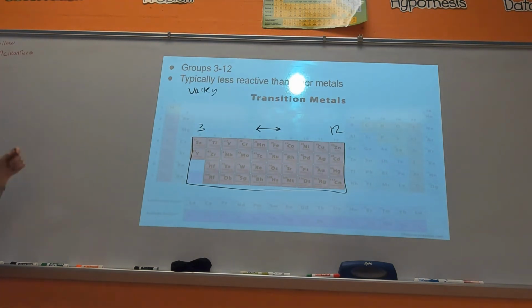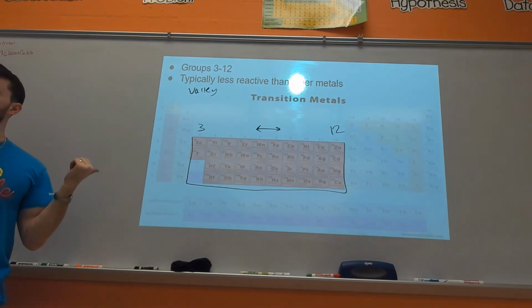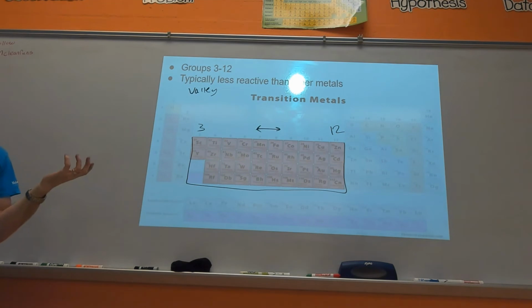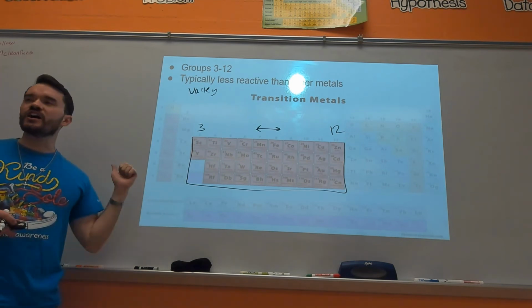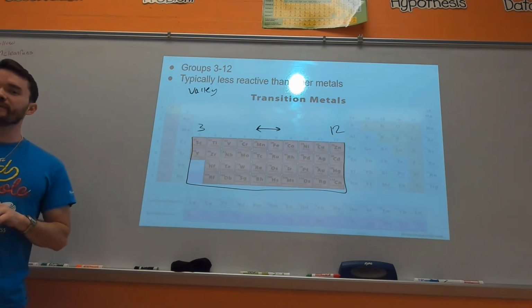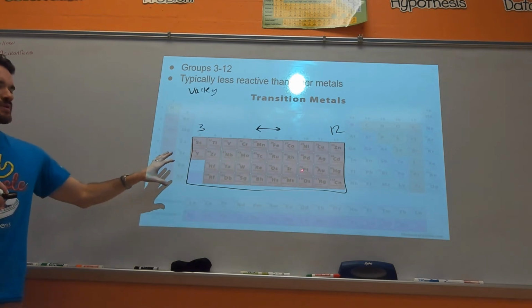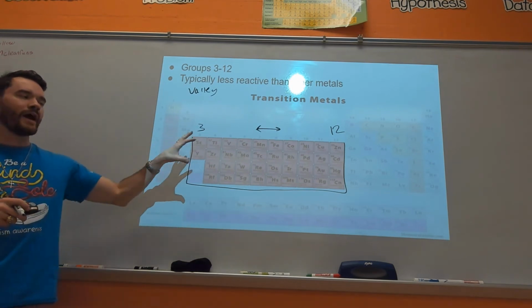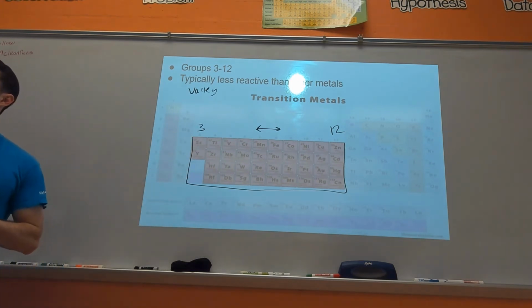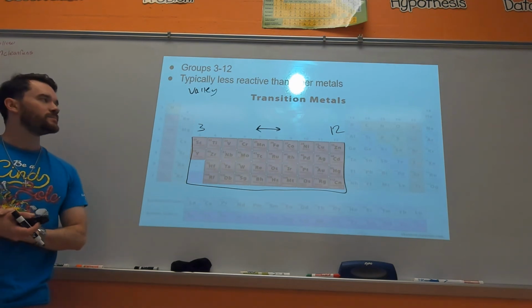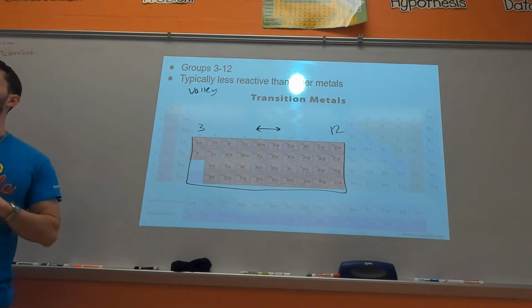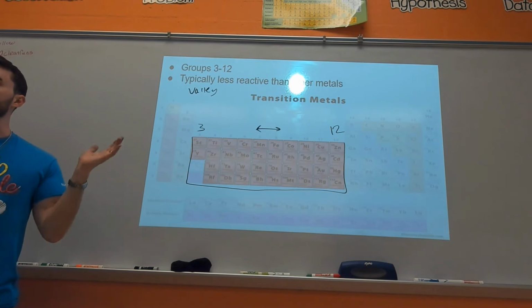they are less reactive than other metals. That's the most important thing for right now to know about the transition metals. Not as reactive. When we get into electron configuration later in Unit 3, I'll explain that these have some unique ways that they organize their electrons and the shape of the atom. But for right now, they're just less reactive than the other metals, excuse me.